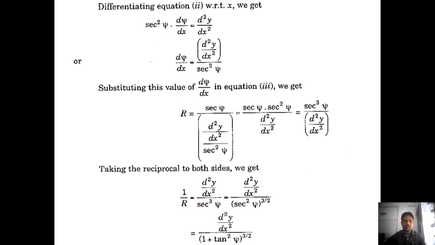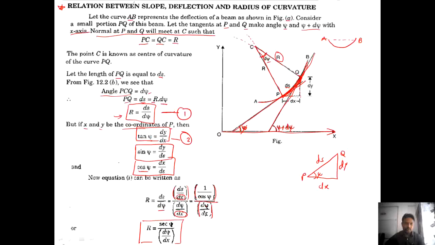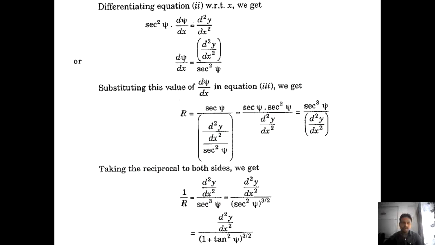Next, differentiating equation 2 with respect to x. What is our equation number 2? Equation 2 is tan phi is equal to dy by dx. Now we need to differentiate this equation with respect to x. So tan x, the derivative of tan x is sec square x. Here the angle is phi, so sec square phi, and for phi, d phi by dx. This is the derivative of tan phi with respect to x. So sec square phi into d phi by dx.